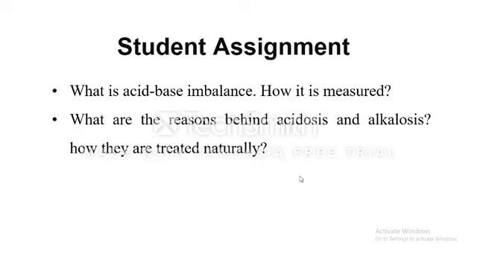Now, after this detailed discussion of acid base, their balance, and the problems that arise because of their imbalance, the students can do these assignments. Number one, you have to tell what is acid base imbalance and how it is measured, and then what are the reasons behind acidosis and alkalosis. And once a person has acidosis or alkalosis, how these two conditions can be treated naturally. Okay, and you have to write down the symptoms and the causes of alkalosis and acidosis.